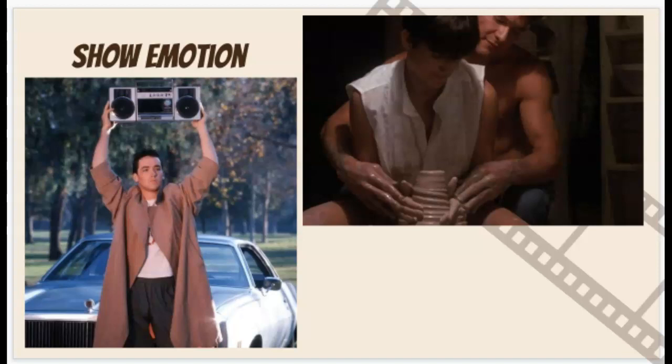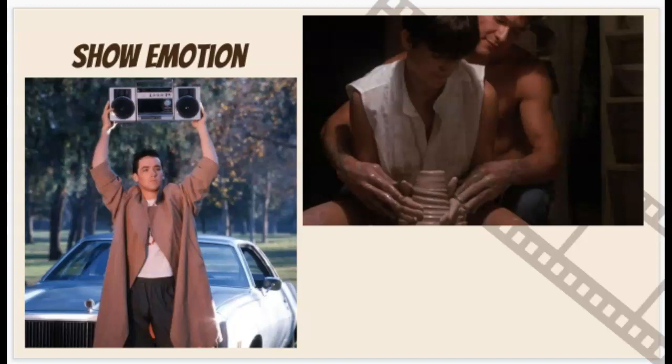So we have Say Anything, John Cusack holding that boombox. He is playing Your Eyes, in case you don't know the scene. That right there is showing the emotion. He can't tell her how he feels, so he just stands outside her window and plays that song for her. So that boombox right there is showing his emotion, his love for her.